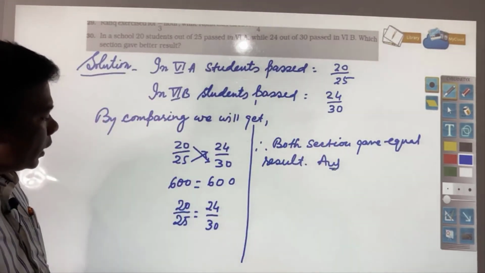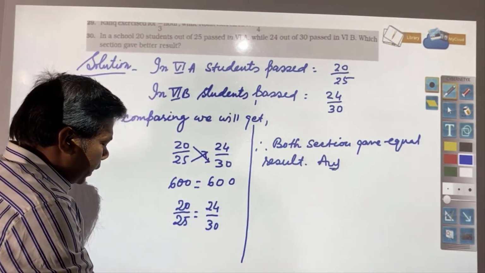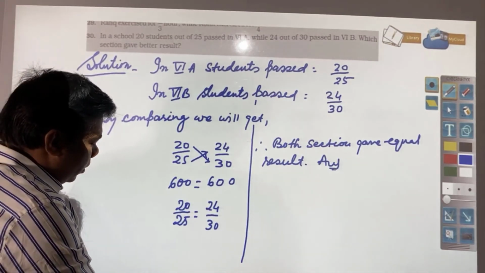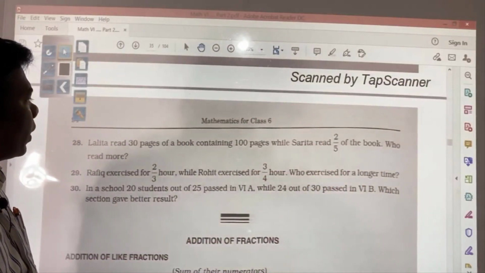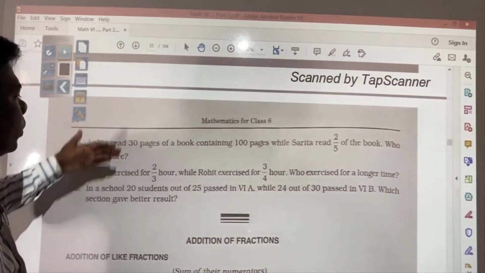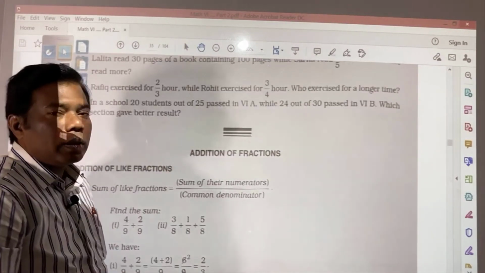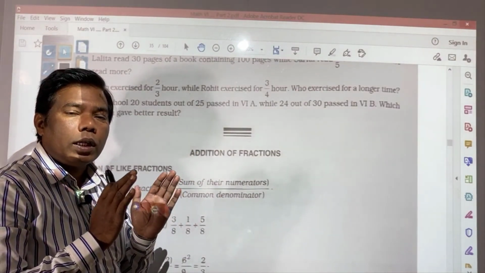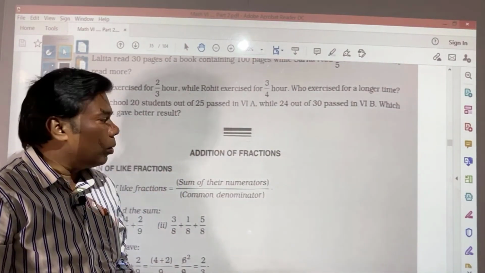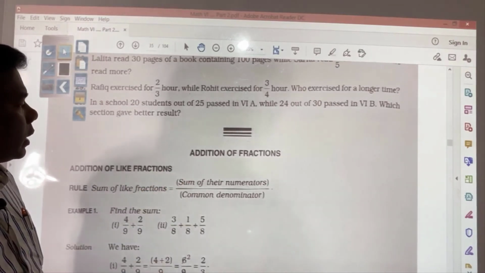So I hope you understood the exercise and comparison of fractions. Up to here, I don't think you will be having any problem, and a few remaining questions are there. You must write them down properly in your notebook. Next day, you will see addition of fractions.